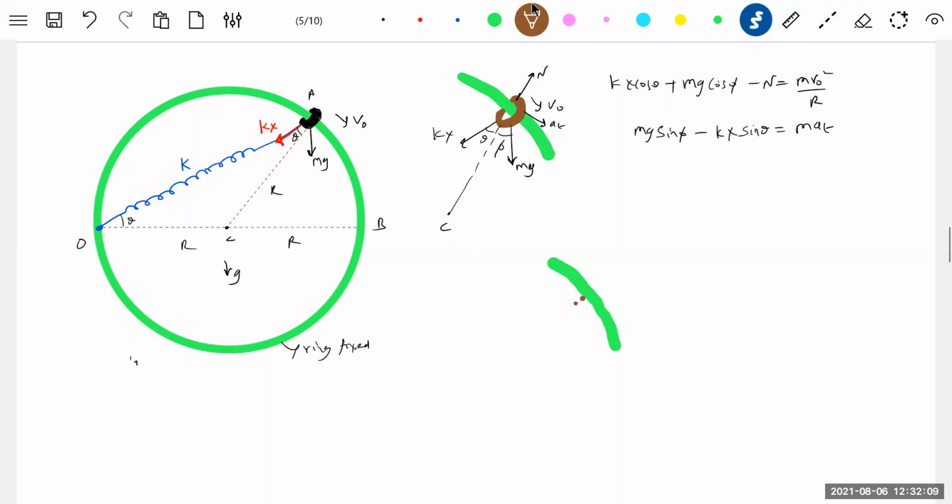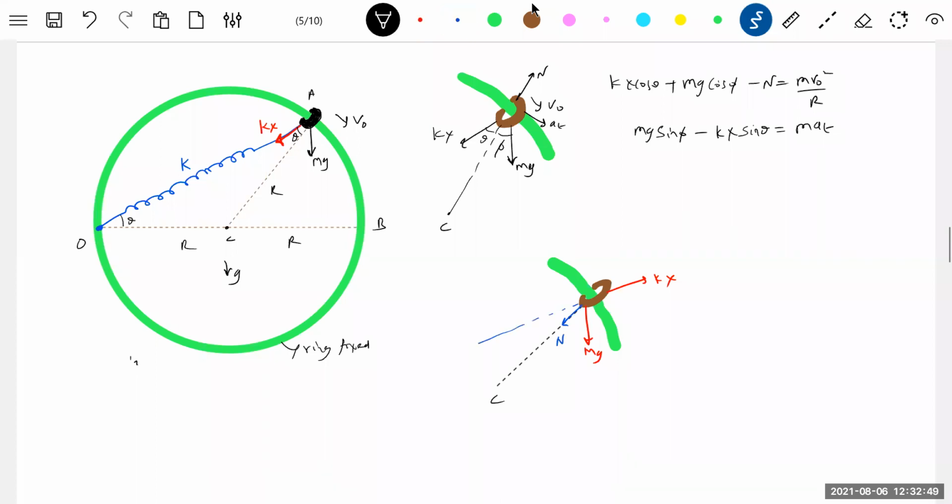No, let me take this ring one. When will a situation like this come? This is the center C. If the spring is compressed, the spring force will act here. mg will act as usual. The normal contact now will act in this direction. So how come you are changing direction?